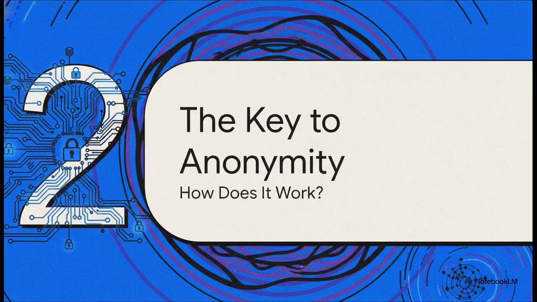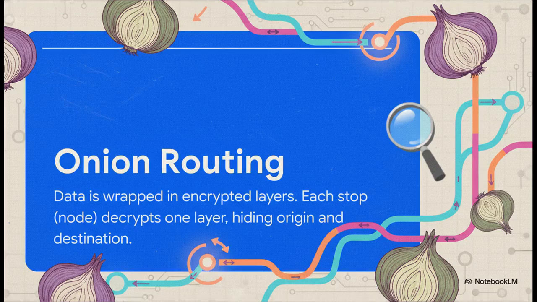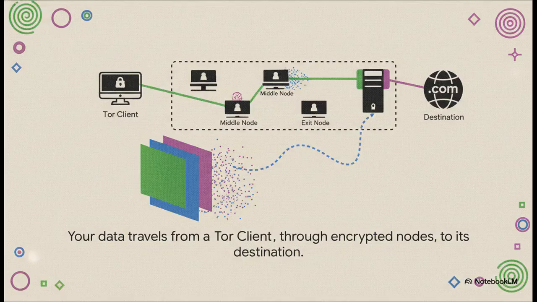So how in the world does the dark web keep everyone so anonymous? It's not magic, it's actually some really clever technology. Let's get into the nuts and bolts of how it all works. The secret sauce is a technique called onion routing. Just think of an onion. Your data gets wrapped up in all these different layers of encryption. As it travels across the network, each computer it stops at, called a node, peels off only one layer. This is brilliant because it means no single computer in that chain knows both where the data came from and where it's ultimately going.